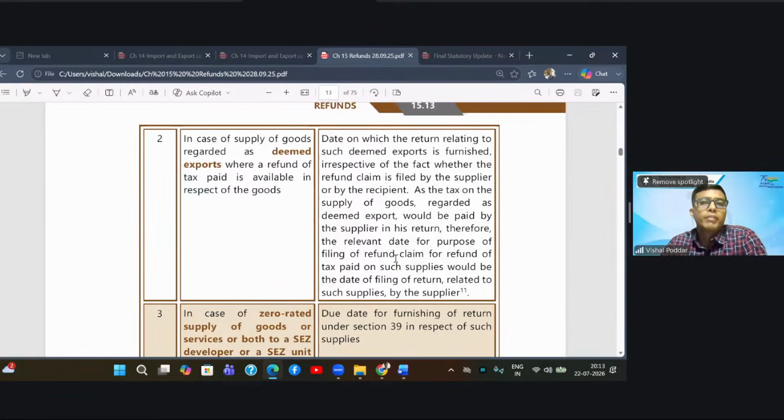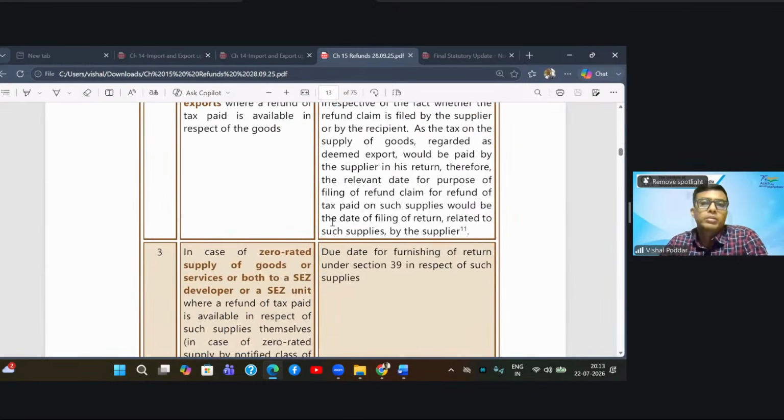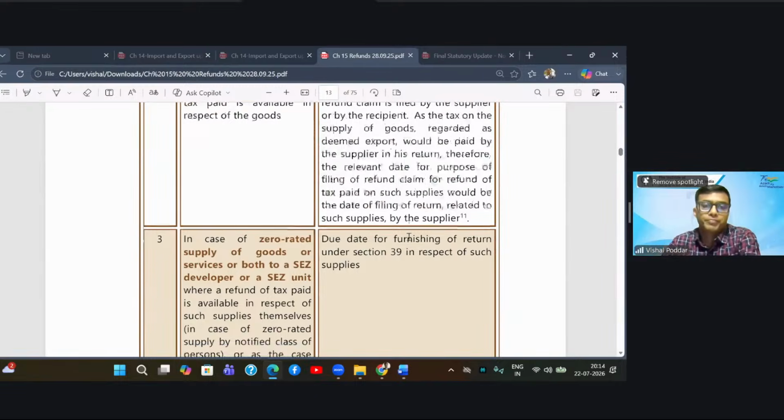Therefore, the relevant date for the purpose of filing a refund claim for such deemed export supplies would be the date of filing the refund return by the supplier. So whenever the supplier files his 3B return, in which these deemed exports are shown as outward supplies, from that date of the 3B return of the supplier, you have to count 2 years.